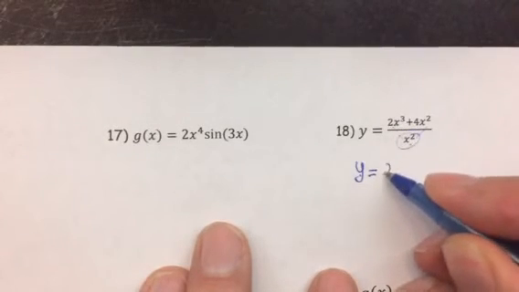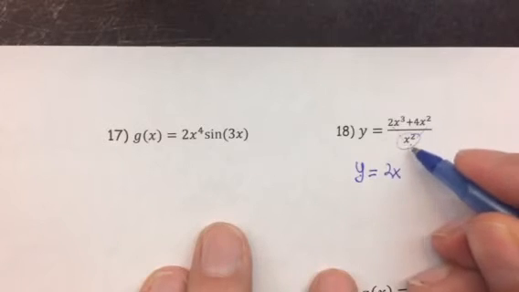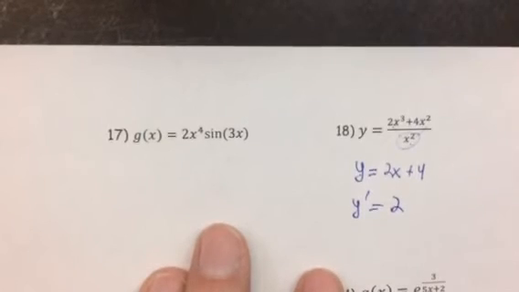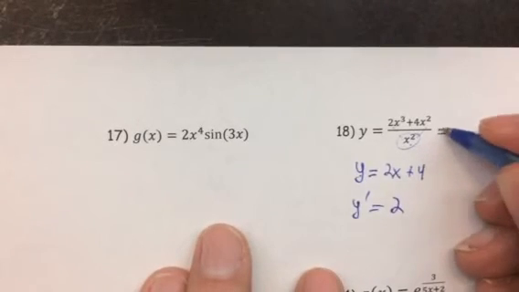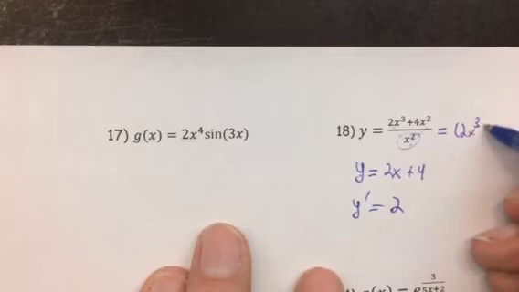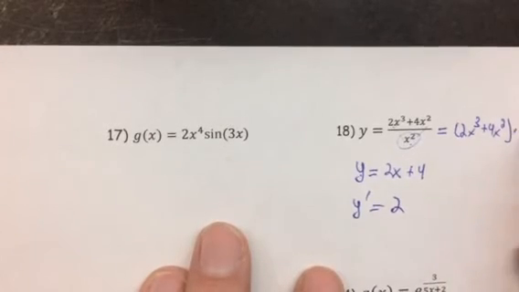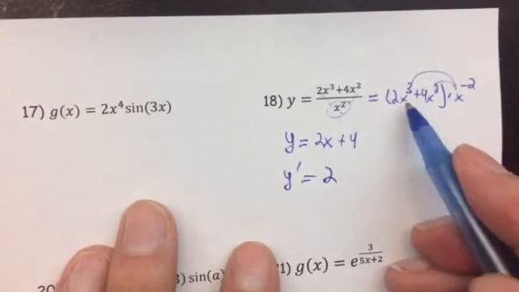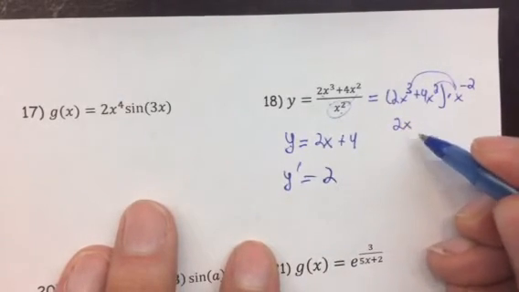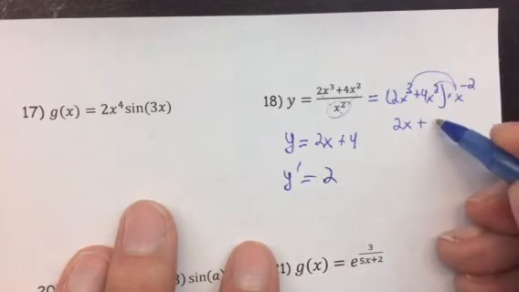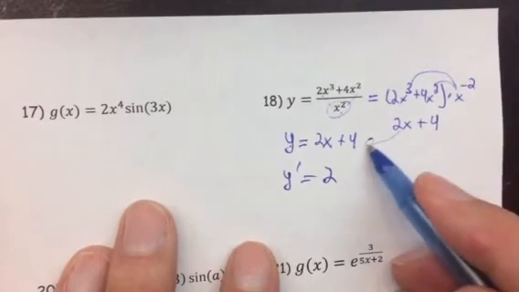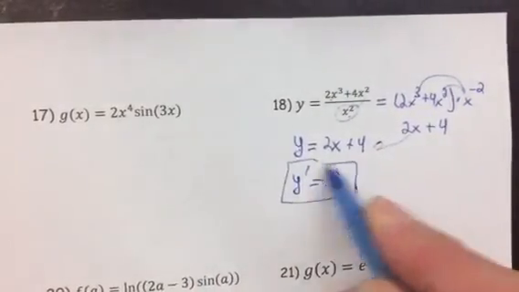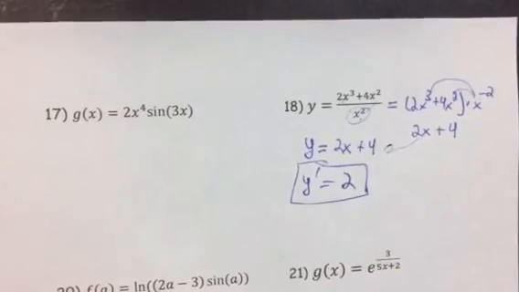2x cubed divided by x squared is just 2x. 4x squared divided by x squared is just 4, and so that's what y is. So the derivative is 2, and we're done. You could also think of this as 2x cubed plus 4x squared times x to the negative second power, and distribute the multiplying. When you multiply, you add the exponents, and so you get 2x plus x to the 0th power, which is 1. And so we get that same thing. That's another way to think about it. Or you could have just done the quotient rule, and it would have been a lot of work to get a very simple answer.